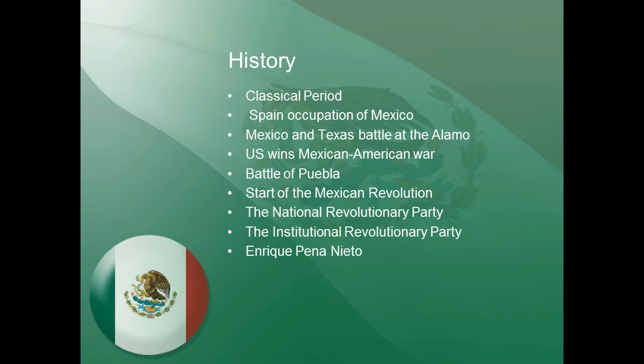1910, Mexican Revolution begins with citizens rising up against oppressive rulers. Then the new constitution was adopted in 1917, and that is the same constitution on which the government is now based. 1929, the National Revolutionary Party was established, which later evolved to the Institutional Revolutionary Party, which remained in power for the greater part of the 20th century. And, of course, in 2012, Mr. Enrique Peña Nieto was elected president.